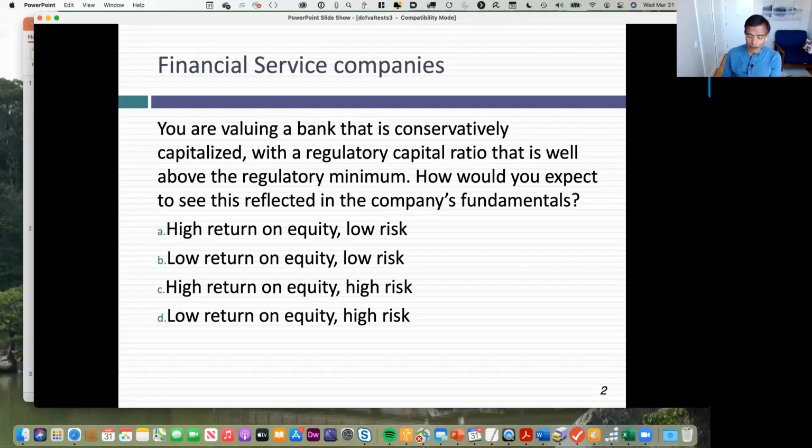Raja? Yeah, I was going to say that A seems like a bit of a utopian scenario, right? Like we'd like to have low risk. But remember, that's why we screen. So here's how you'd go to Capital IQ and screen.